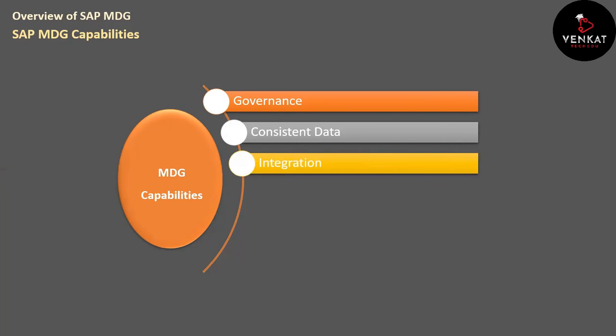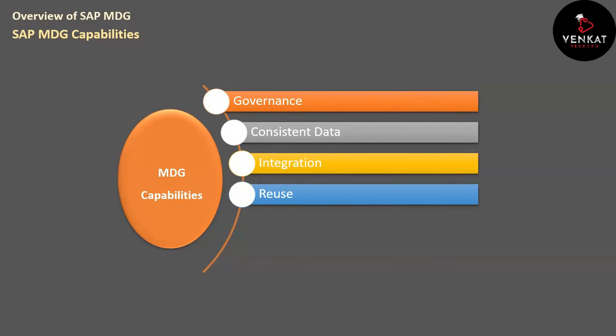And integration. MDG can integrate with SAP or non-SAP modules. If you have any non-SAP systems, you can replicate the master data from MDG to the non-SAP system. And you can also import master data from a non-SAP system into MDG, govern it here, and replicate it to the target system. The target can be SAP or non-SAP.